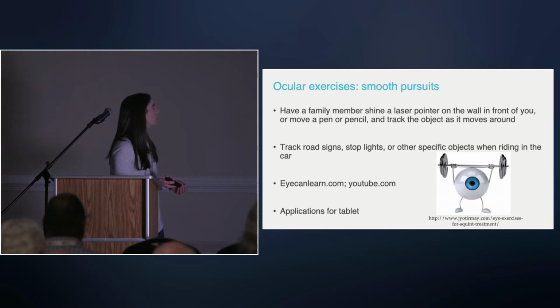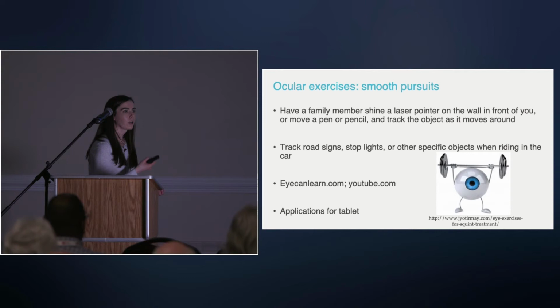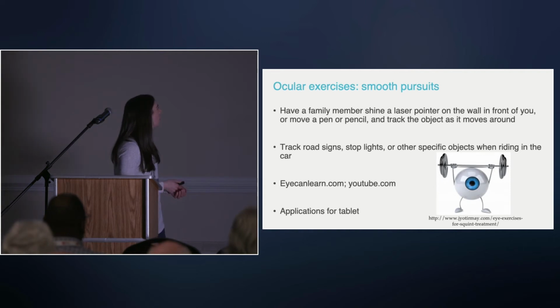A more basic way to work on that is to do the same thing with a pen or pencil. When you're sitting in the car, you can track the road signs as they're passing by you, stoplights, anything else that you see passing in the car. There are 2 websites down here, icanlearn.com and it's EYE.